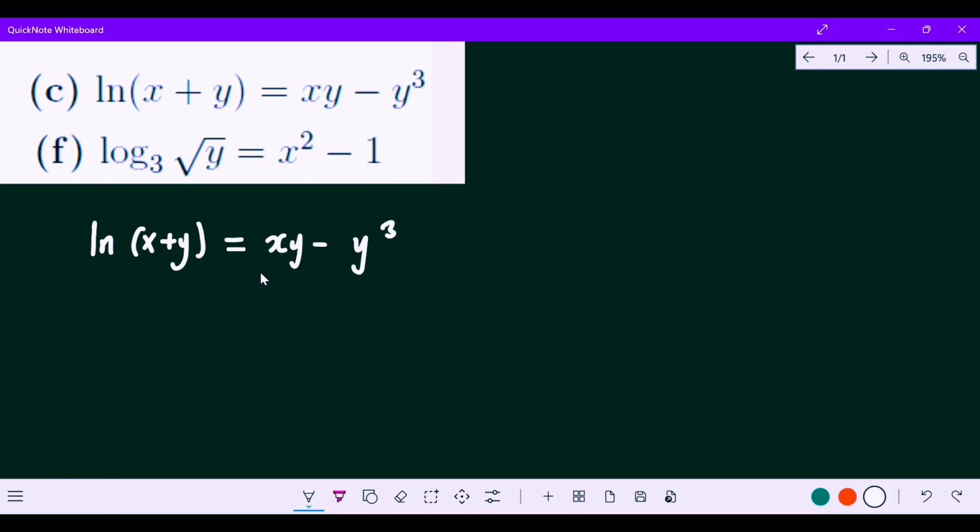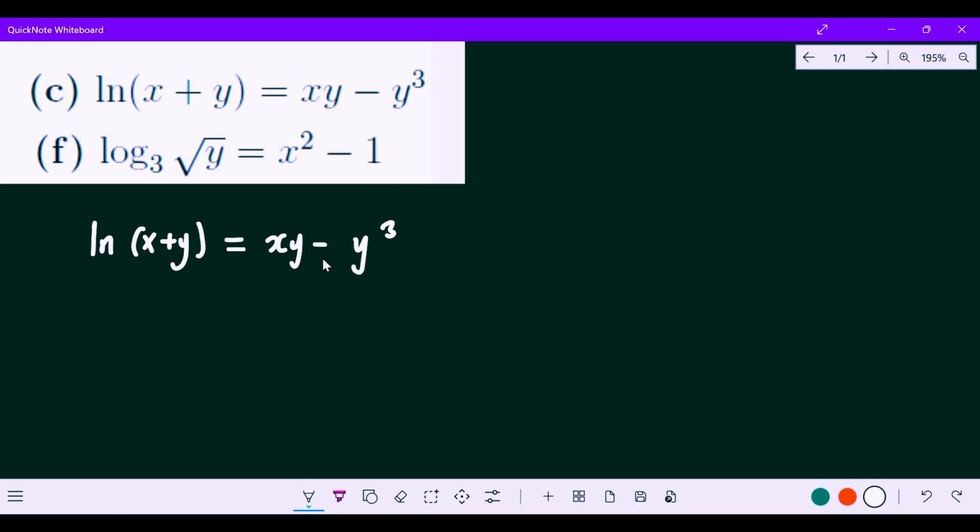So what do we do? As you can see, we have y appearing on both sides of the equation, and we have y in each term of this equation. So we cannot separate y from this; we can't make y the subject of the formula at this point. So what are we going to do to find dy/dx? We're going to use what we call implicit differentiation.